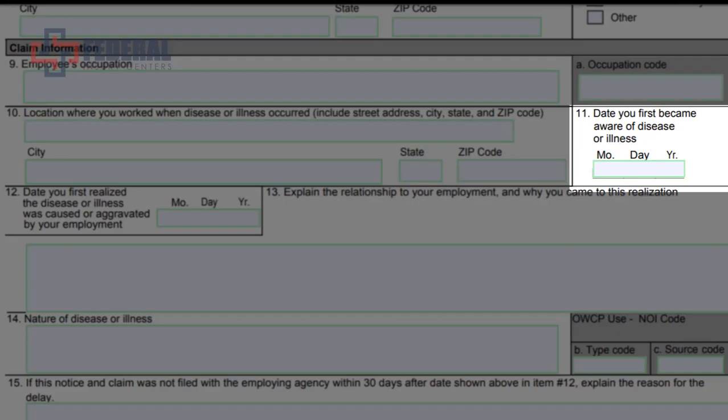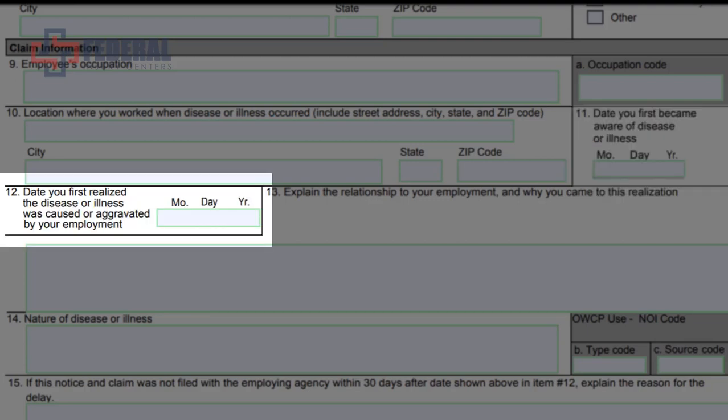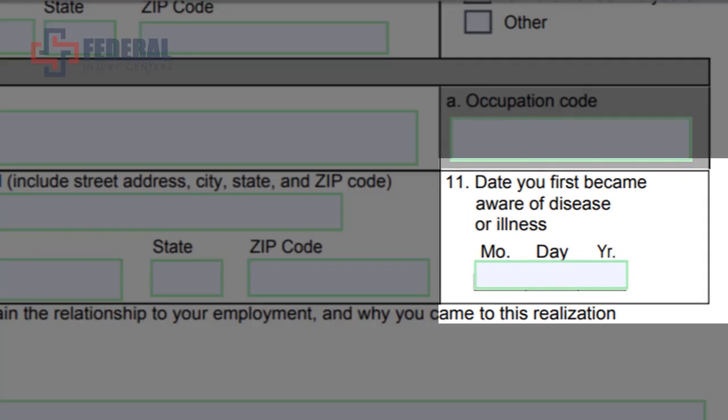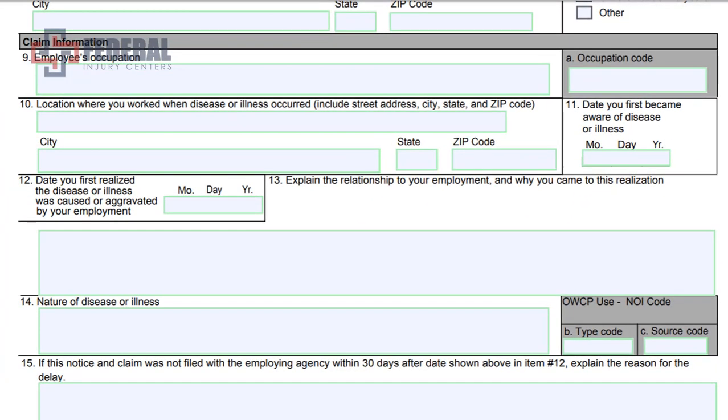Now, if we look here in box 11, and then here in box 12, you'll see that both of these are asking for dates. I'm going to do my best to explain the difference between these two dates. Here in box 11, date you first became aware of disease or illness. So let's just say, for example, you have carpal tunnel syndrome.